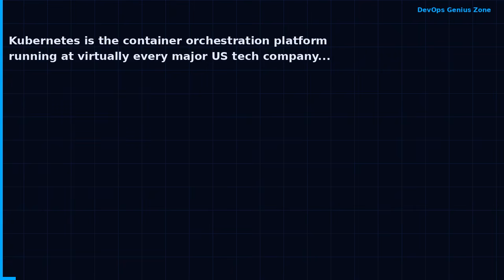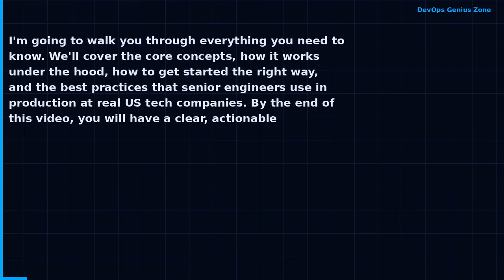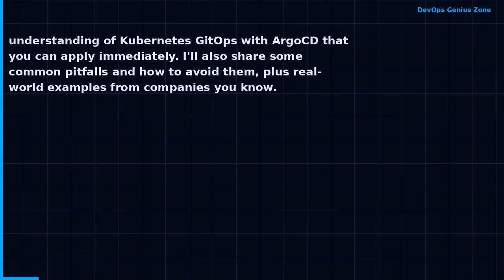We'll cover the core concepts, how it works under the hood, how to get started the right way, and the best practices that senior engineers use in production at real US tech companies. By the end of this video, you will have a clear, actionable understanding of Kubernetes GitOps with ArgoCD that you can apply immediately. I'll also share some common pitfalls and how to avoid them, plus real-world examples from companies you know. First, let us talk about why Kubernetes GitOps with ArgoCD matters so much right now.